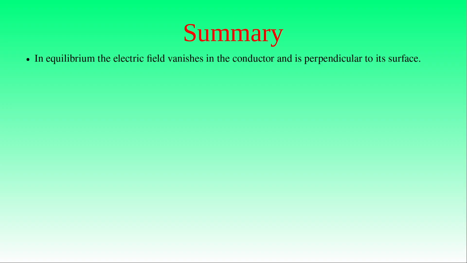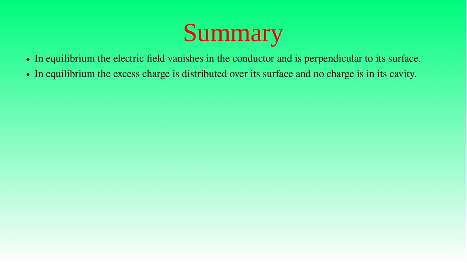Let us summarize the content of this presentation on conductors and electric field. We started with the discussion on the distribution of charge, electric field and potential in conductors. We demonstrated that in equilibrium the electric field vanishes in a conductor and is perpendicular to the surface of the conductor outside the conductor. We also saw that in equilibrium the excess charge is distributed over the surface of a conductor but no charge can be found over the surface of a cavity inside the conductor.